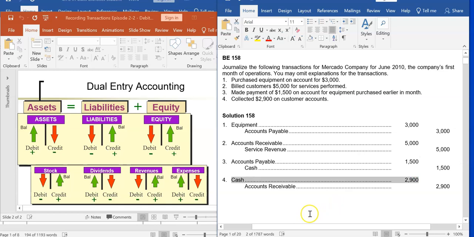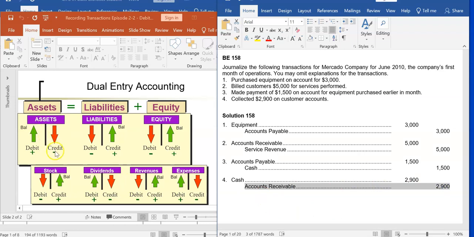We collected because we had accounts receivable from the customers. However, if the customers paid us, they no longer owe us that amount. That means our accounts receivable have decreased. That means we will be crediting accounts receivable to decrease it. Accounts receivable is an asset. It has a normal debit balance. To decrease it, we will credit.